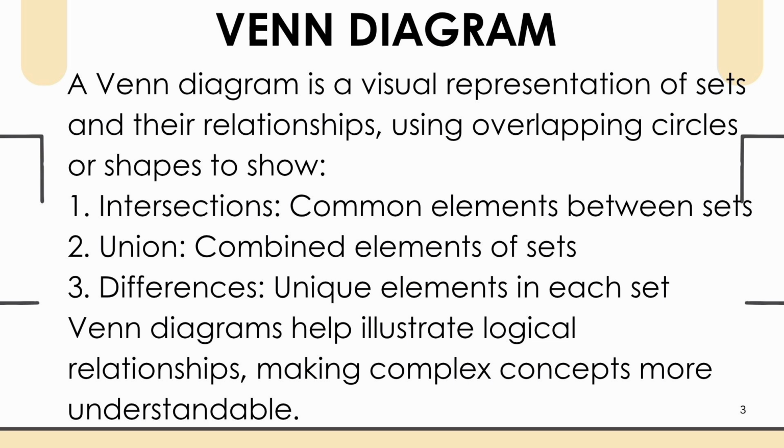A Venn diagram is basically a visual representation of sets and their relationship using overlapping circles or shapes to show intersection, union and differences. Here we will recall in intersection we consider the common elements in both the sets, while in union we combine all the elements of the sets, and in difference we write the unique elements in each set. Venn diagram helps to illustrate logical relationship, making complex concepts more understandable.